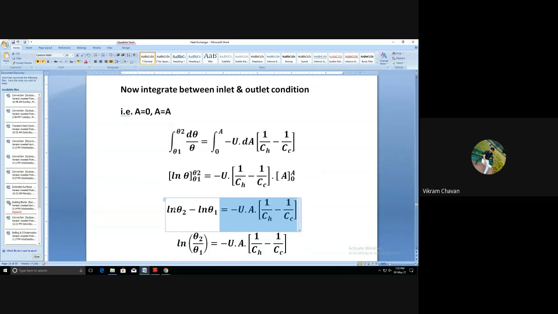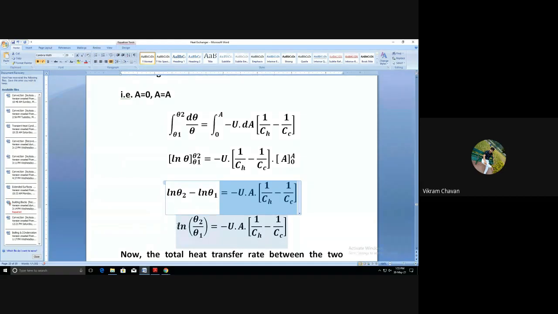In the same fashion, ln of theta 2 minus ln of theta 1 is nothing but ln of theta 2 divided by theta 1, which is equal to minus U multiplied by A inside the bracket (1/Ch minus 1/Cc).